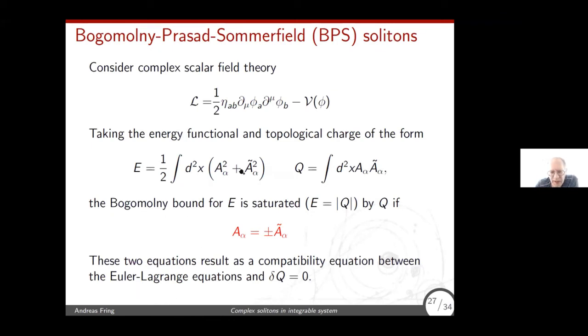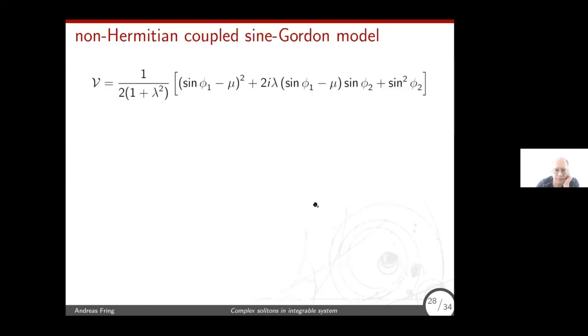Now you can set up this system. You define your energy and your topological charge in this way, and then as a compatibility requirement, you get the Bogomolny equation. Bogomolny did it the other way around. He completed the square here, assumed this, and then you get the topological charge. And at the bound, E is equal to Q.